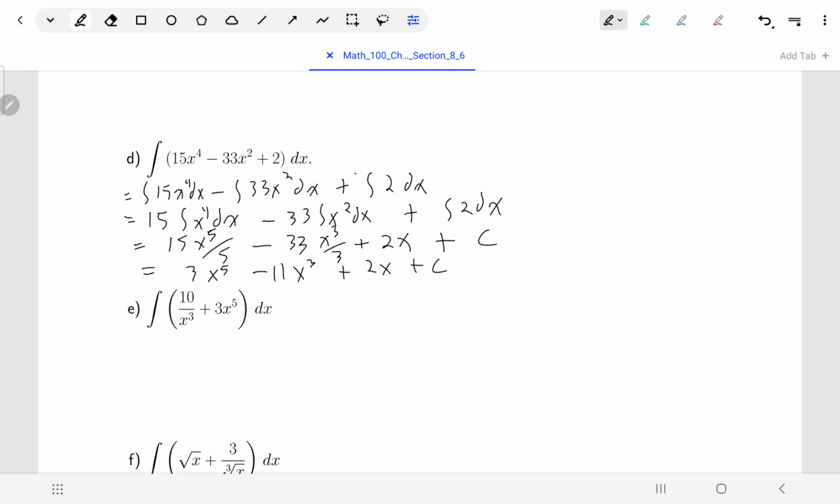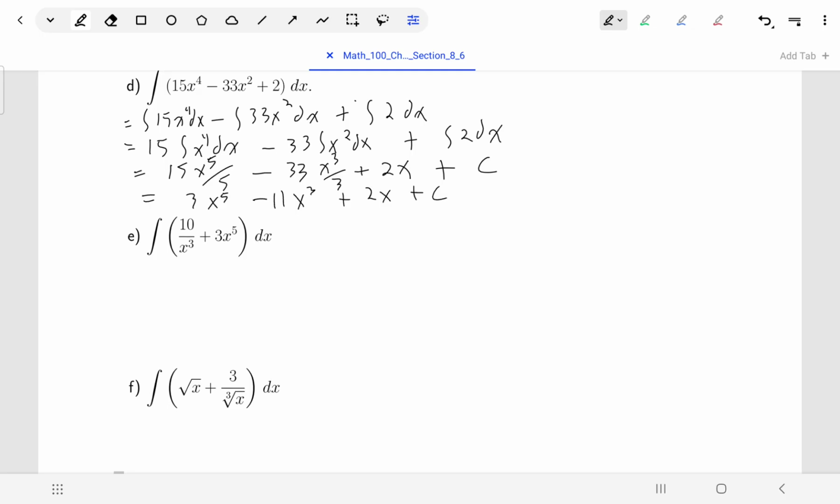But like I said, that's writing a lot more work than I intend to do. So as we start to get comfortable, I'm not going to split this up into 2 separate indefinite integrals. I just know that I'm going to find the indefinite integral of 10 over x cubed and of 3x to the 5, then add the 2 together. Similarly, same thing with constant multiples.